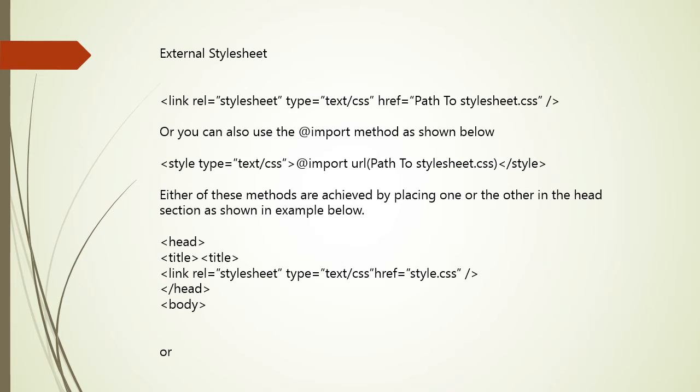A CSS file contains no HTML, only CSS. You simply save it with a .css file extension. You can link to the file externally by placing one of the following links in the head section of every HTML file you want to style with the CSS file. link rel="stylesheet" type="text/css" href="path to stylesheet.css". Or you can also use the import method as shown below.